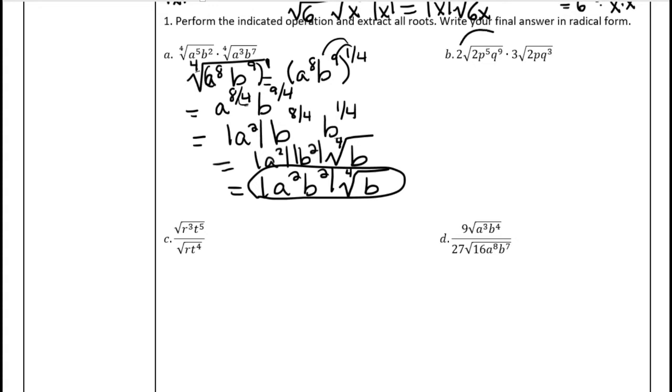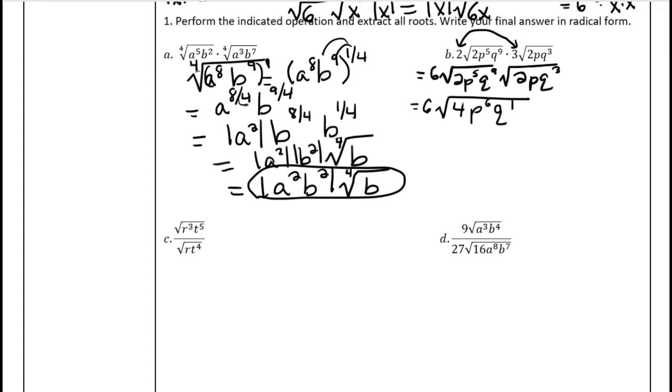Okay. All right. So let's do part B. So now we're going to multiply the numbers in front of the radical first. So that's going to be 6. I'm now going to multiply inside the radical. So we got 2 times 2 is 4. P to the 5th times P is P to the 6th. Q to the 9 times Q to the 3rd is Q to the 12th.